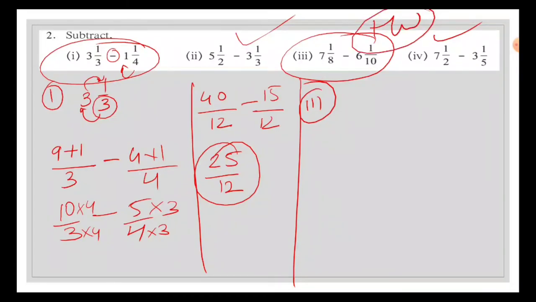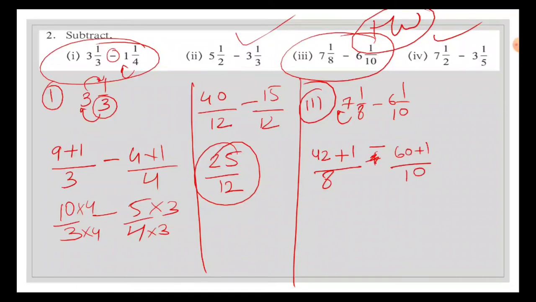So the third sum is what? 7 1 upon 8 minus 6 1 upon 10. So here 8 7s will be 56 plus 1 upon 8, minus 10 6s are 60 plus 1 upon 10. So this will be 57 upon 8 minus 61 upon 10. So here again we have to just cross multiply it. Now we will multiply it with 5. So 8 5s will be 40 and we will multiply it with 4. 10 4s will be 40. So here also we will be multiplying it with 5 and 4.